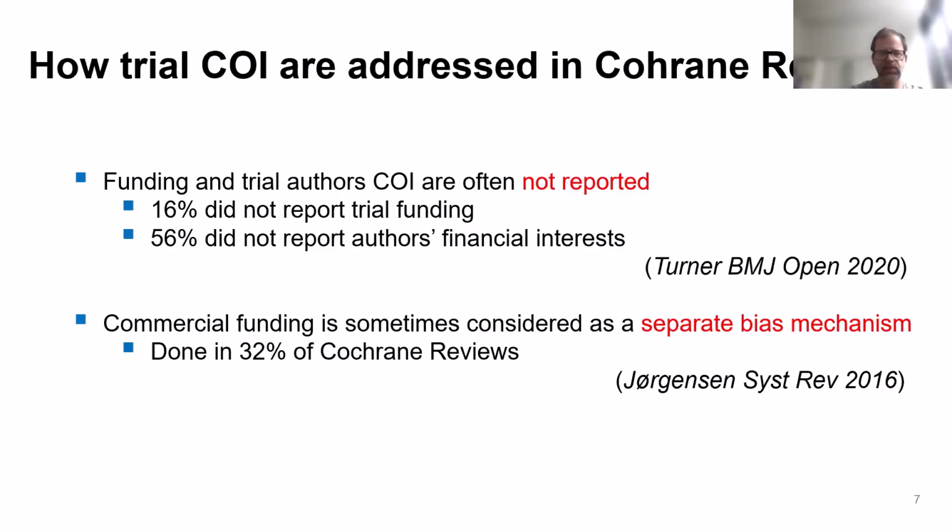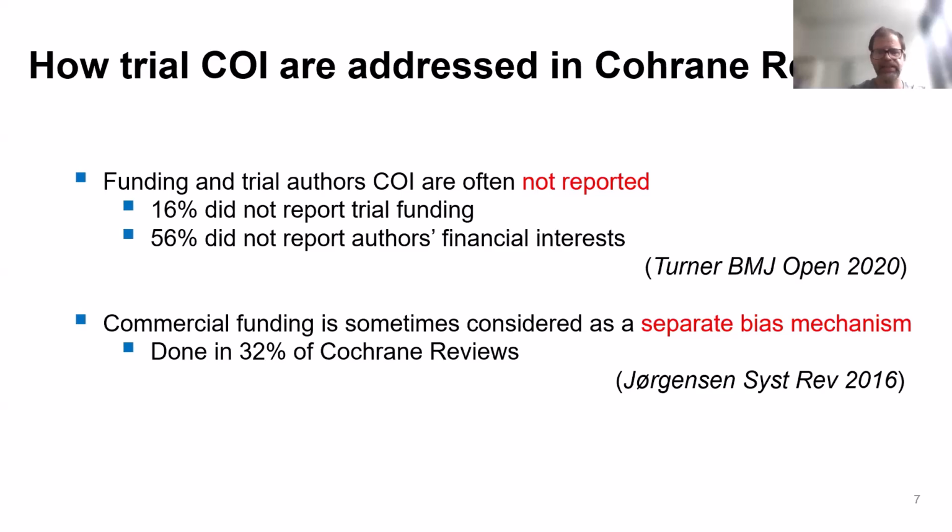On the other end of the spectrum, you can see that also in this study from 2016, that in around 1/3 of Cochrane reviews in this sample, they actually included commercial funding as a separate bias mechanism. So some of them did that in the older version of the risk of bias tool in the other domain, where they then added industry funding as a separate bias mechanism, which is in conflict with the guidance for the tool, both the ROB1 and ROB2.